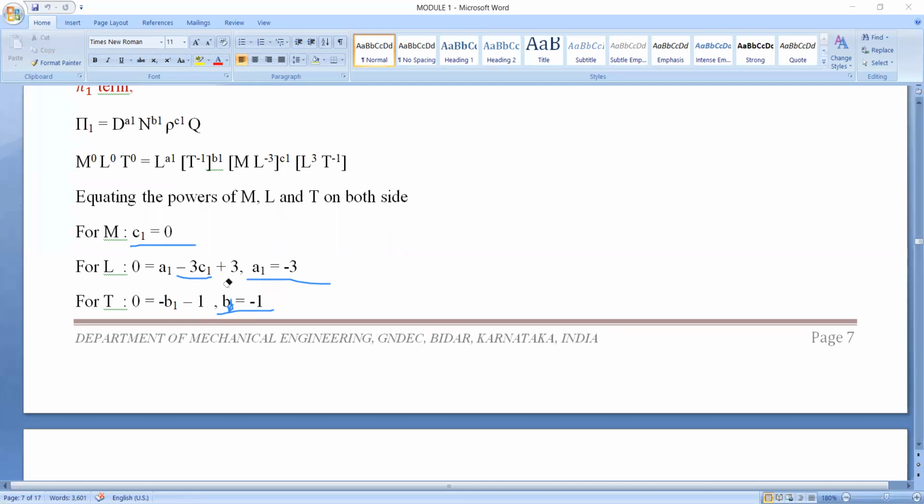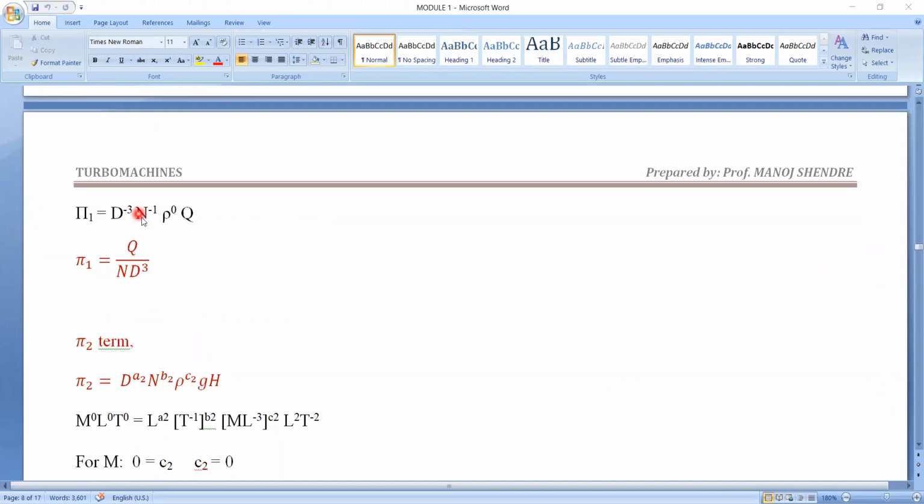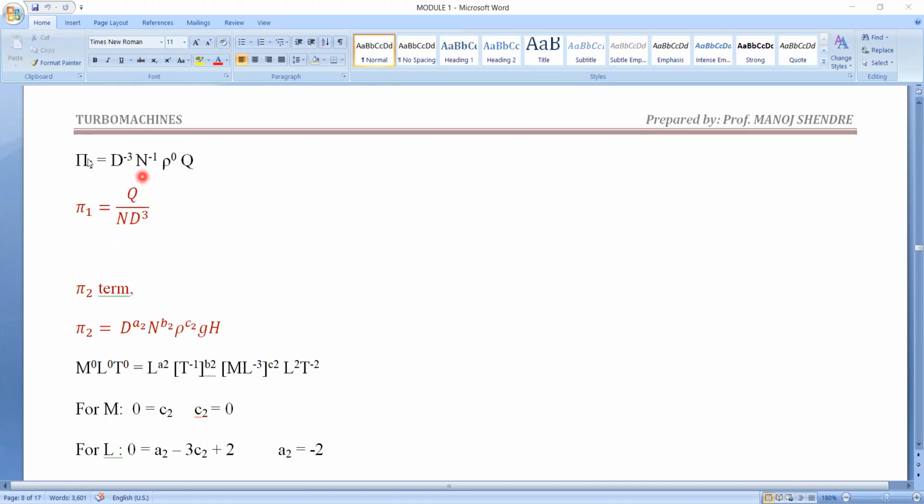So after getting the values of a1, b1 and c1, just substitute in this equation, that is pi 1. So pi 1 equals d to the power minus 3, n to the power minus 1, rho to the power 0 and Q as it is. So ultimately you will get the first pi term as Q divided by n d cubed.